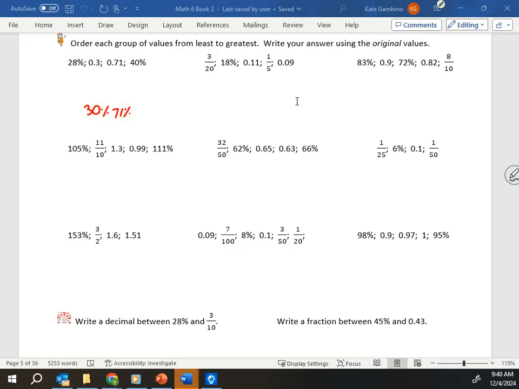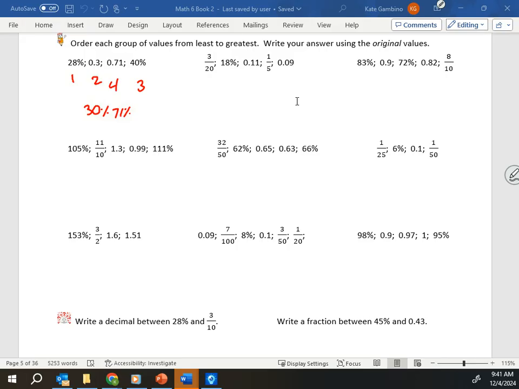Yeah. So you can even go up top and write the numbers of what comes first. 28% would be the first one, 30% would be the next one, 40% is the next one, 71% is the next one. So you can choose to rewrite them in order, or you can just number them. But you do have to remember that the easiest thing is to convert them.